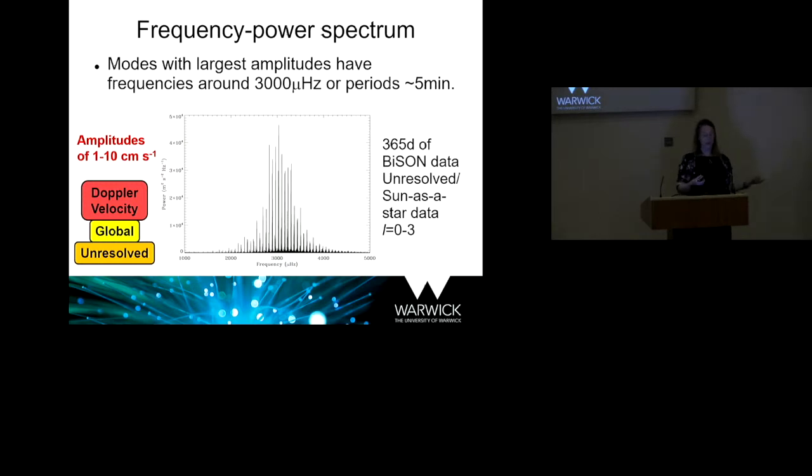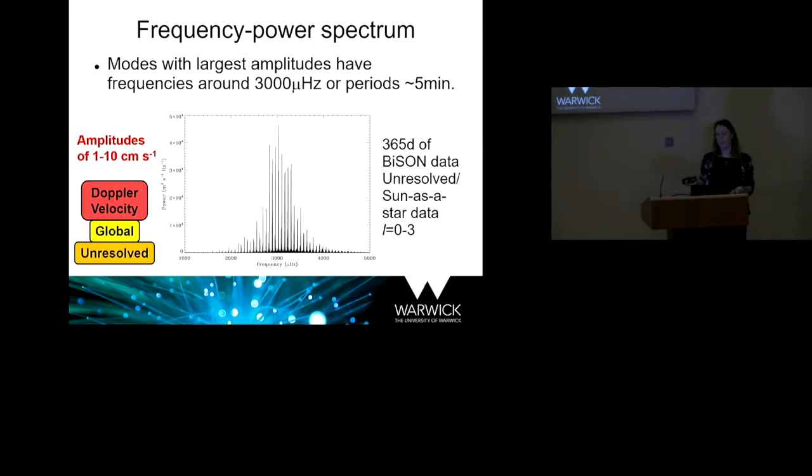Now, we can observe these oscillations in two different ways. One of the ways is to look for the Doppler velocity movements of the surface. The other is to look for variations in brightness of the Sun or stars as the oscillations expand and contract the star. We tend to take a relatively long time series of several months, perform a Fourier transform to create a power spectrum. Each one of the peaks that you can see in this power spectrum corresponds to a different mode of oscillation of the Sun.